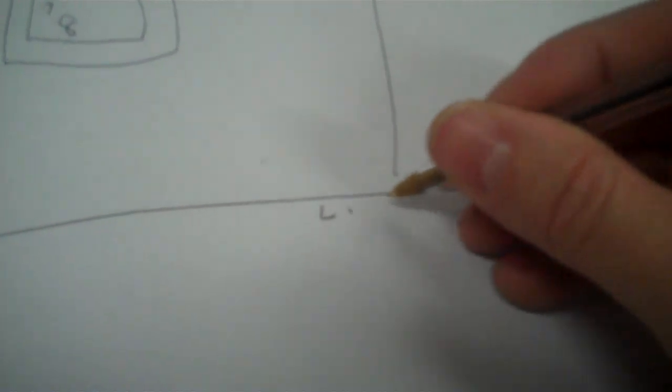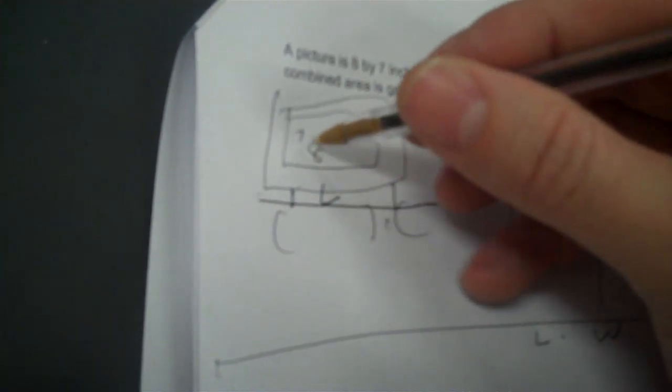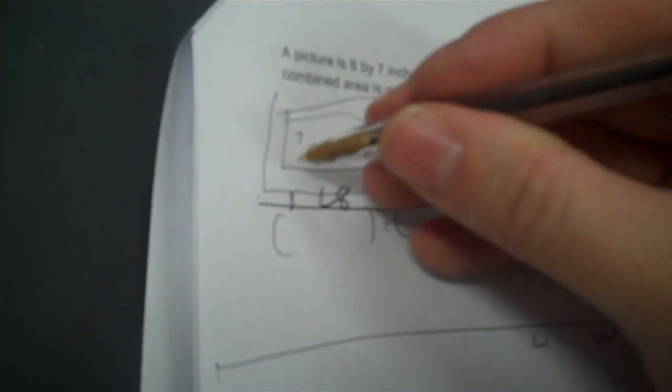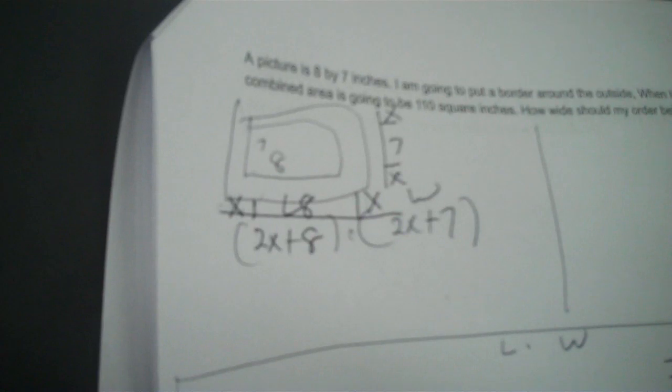Okay, it's 8 by 7, but you're building a border around the outside. So how do you get the area? You multiply the length by the width, but I need to take the length and the width of the whole thing, not just the 7 by 8. Okay, so here's my length. Between here and here is 8, and then you got x here and x here. So that's 2x plus 8. And the width does the same thing, except in the middle you got 7. So it's 2x plus 7.